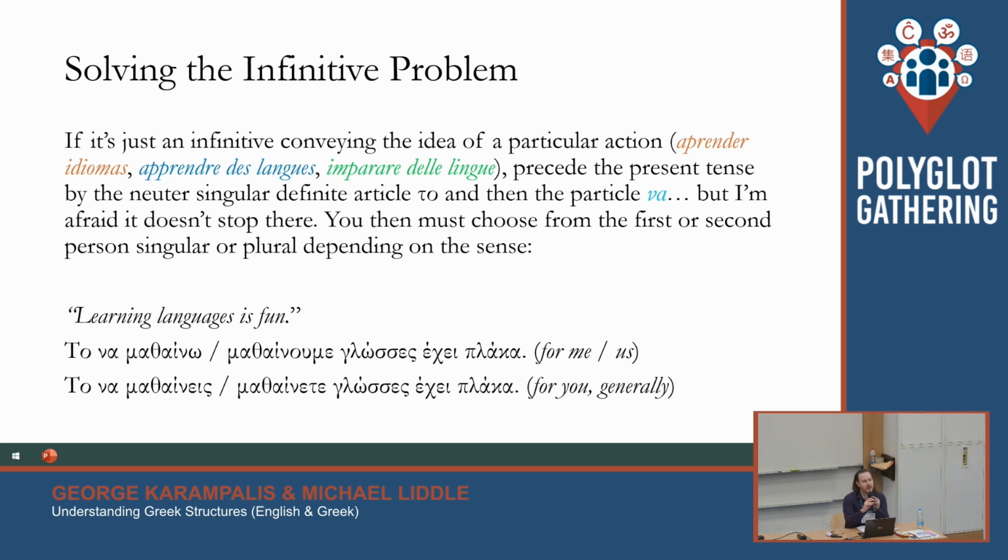But where it gets complicated is you've got to then choose, according to the sense, who you're talking about. Is it for you? Is it for us? Or is it for people in general? So you'll hear learning languages is fun as το να μαθαίνω γλώσσες έχει πλάκα. For me, it's fun. Το να μαθαίνουμε γλώσσες έχει πλάκα. For all of us in general. Το να μαθαίνεις or το να μαθαίνετε γλώσσες έχει πλάκα. Again, talking in general. So those are your choices, really.